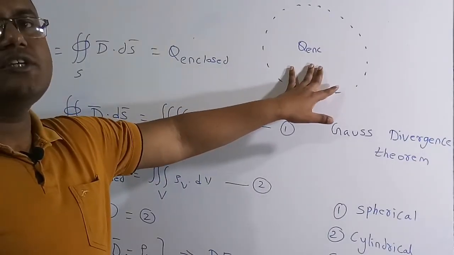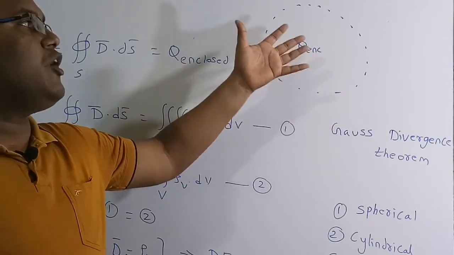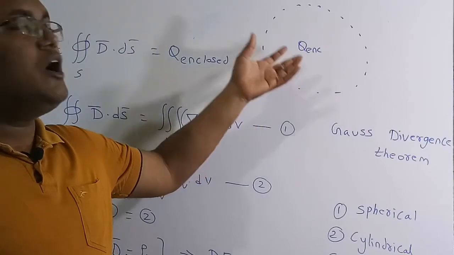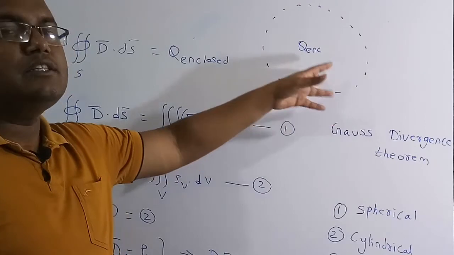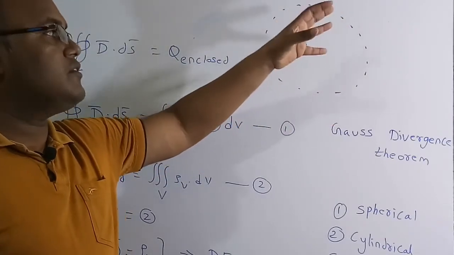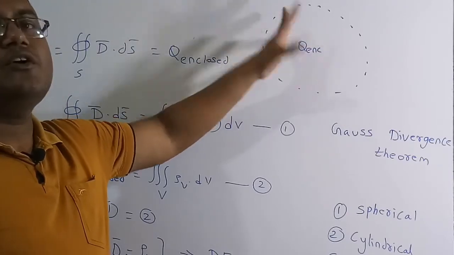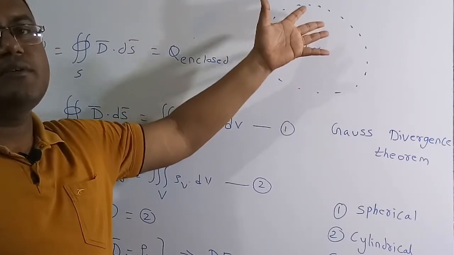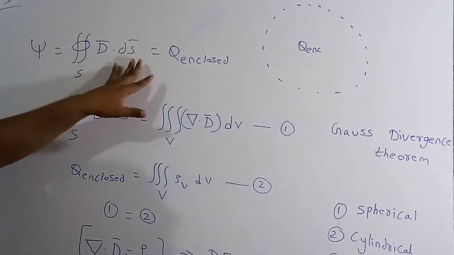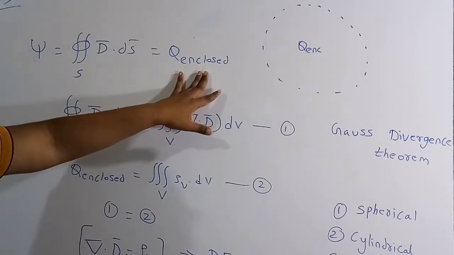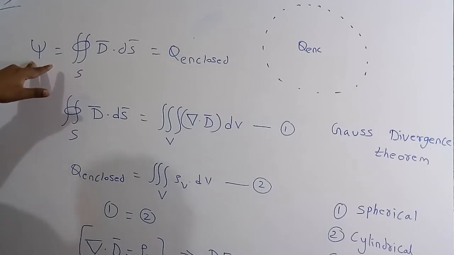The Gauss law in electrostatics gives you that information. The net amount of electric flux going outward through any closed surface is equal to the net charge enclosed by that closed surface. That much amount of electric flux is going to pass through this surface. So flux is equal to the closed surface integral of D dot dS is equal to the charge enclosed by that closed surface. The unit of charge is coulomb, so similarly the unit of flux is also coulomb.